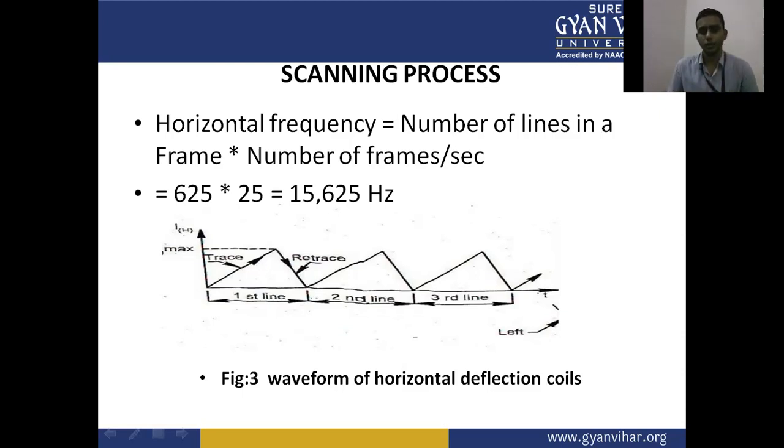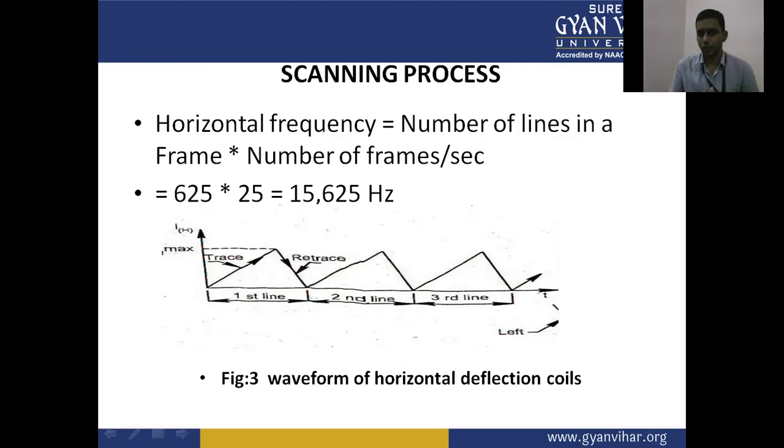So the horizontal scanning frequency is 15,625 Hertz. Here in the figure, the waveform of the horizontal deflection coils is given, where the first line is shown as a trace period as well as a retrace period. Second line, trace and retrace. Third line, trace and retrace period. It is the curve of current versus time.